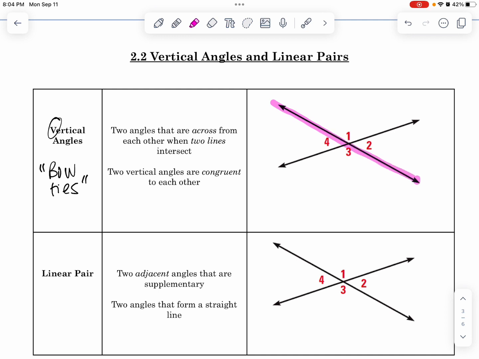And when I intersect it with this line, do you see how I can kind of make a bow tie out of it? And I'm actually going to color in my bow tie. I have a pink bow tie like so. And what that means is that angle 2 and angle 4 are vertical angles. That is one pair of vertical angles. And the other fun fact about vertical angles, 2 and 4, when they are across from each other like that in my pink bow tie, angle 4 and angle 2 are congruent. Remember, that's a fancy word for equal.